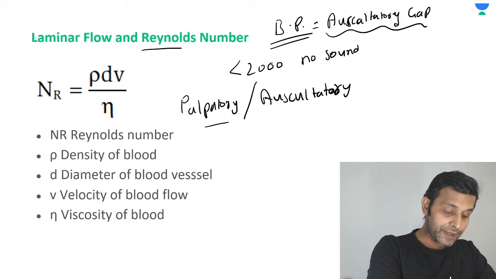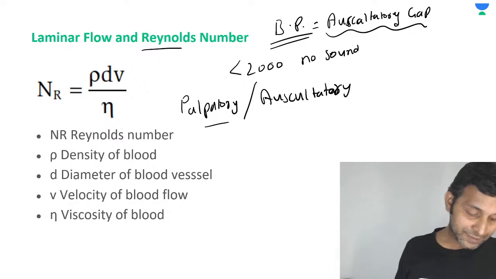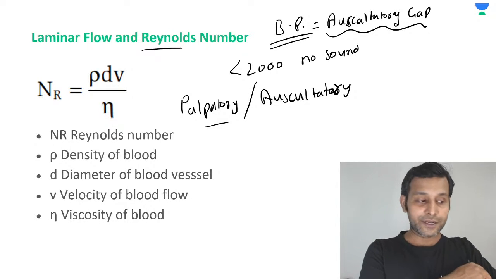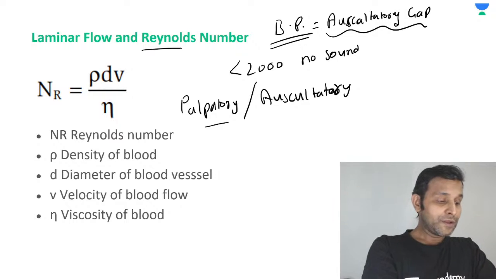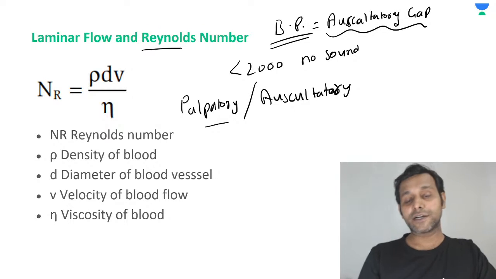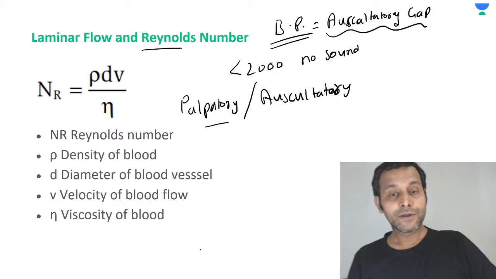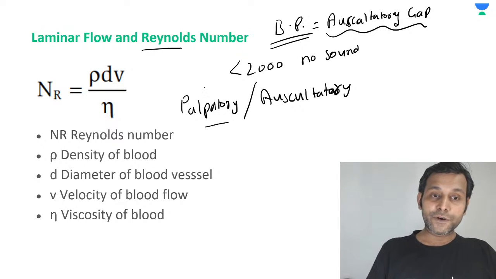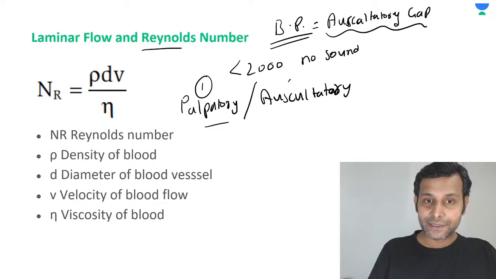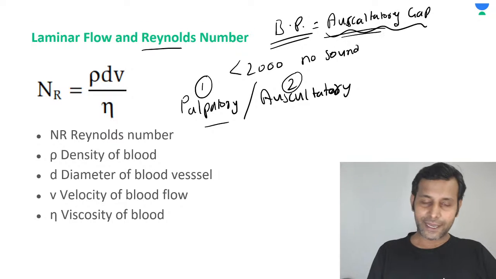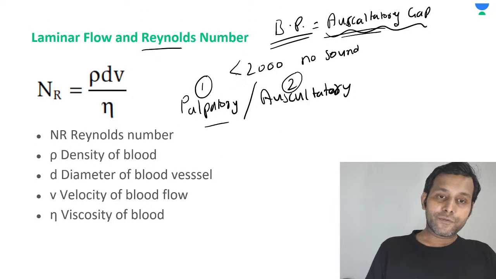If the pulse is felt, then you can say the cuff has not occluded the artery yet, so you have to further increase the pressure. You will keep on increasing the cuff pressure till the pulsation disappears. So you have to first go for the palpatory method and then the auscultatory method in order to avoid the auscultatory gap. Now why does it happen?